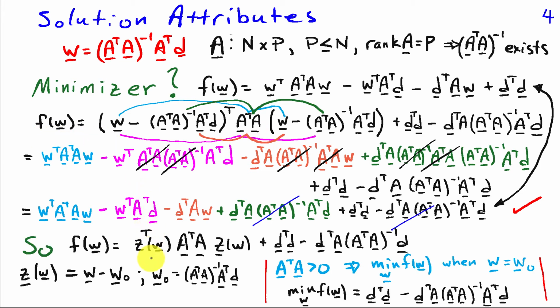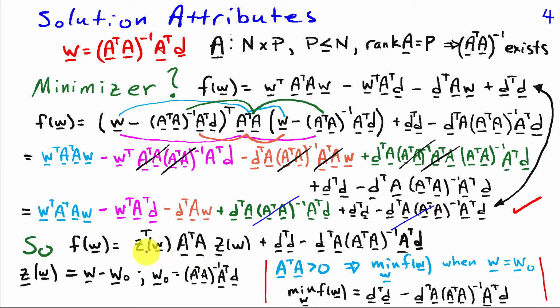What I'm going to do is define z of w to be w minus w0, and in that way I can write this more complicated form for f of w as z transpose of w, A transpose A, z of w, plus d transpose d minus d transpose A, quantity (A transpose A) inverse, A transpose d. Now the reason that we've written it this way is because now the dependence on w is confined entirely to this first term. And we know that A transpose A is a positive definite matrix. And we've shown this in a previous video.